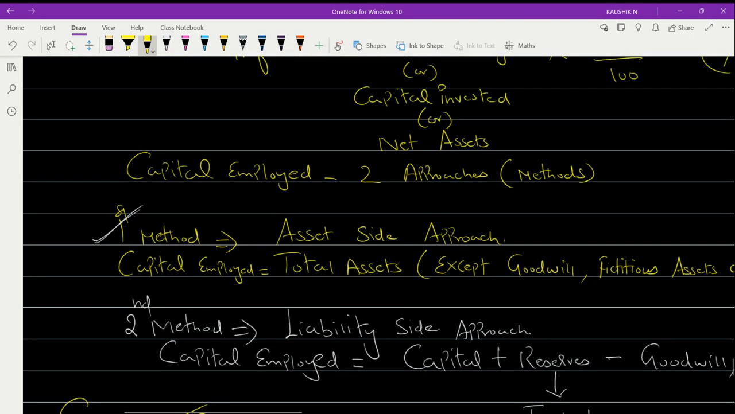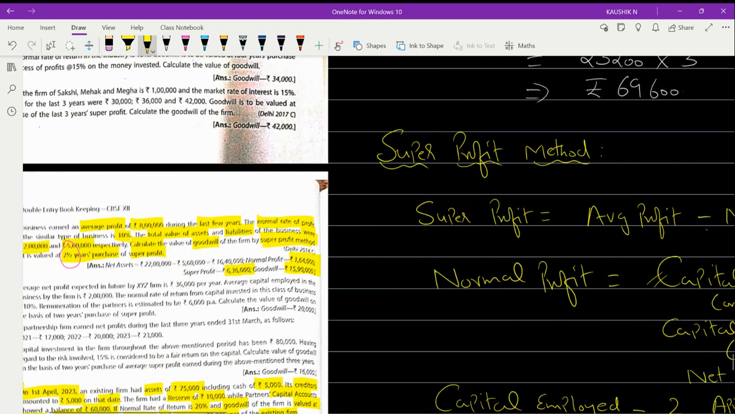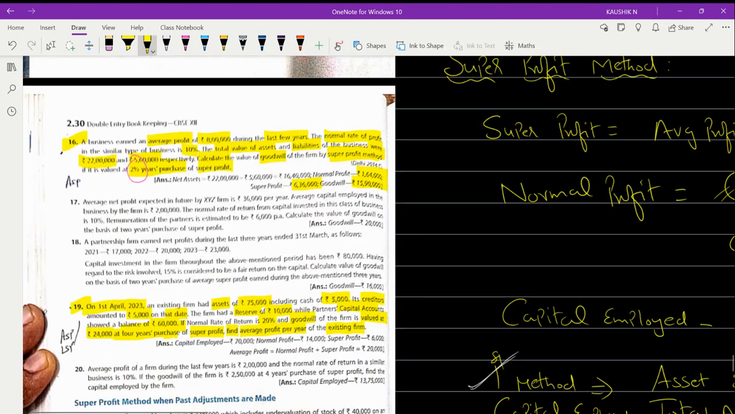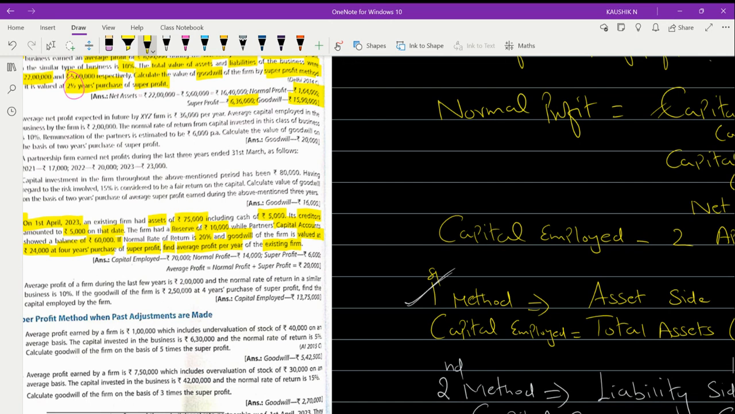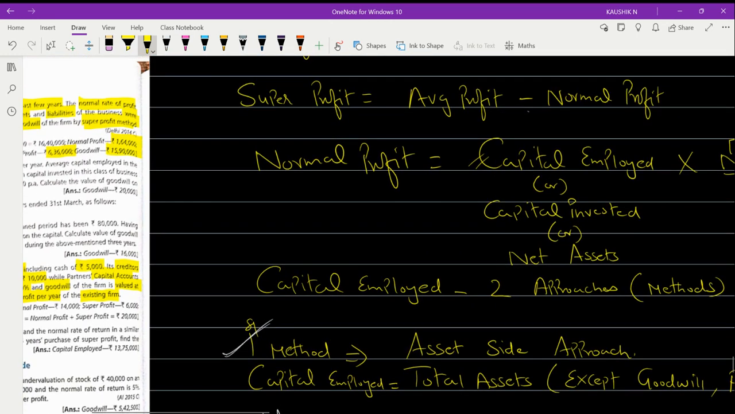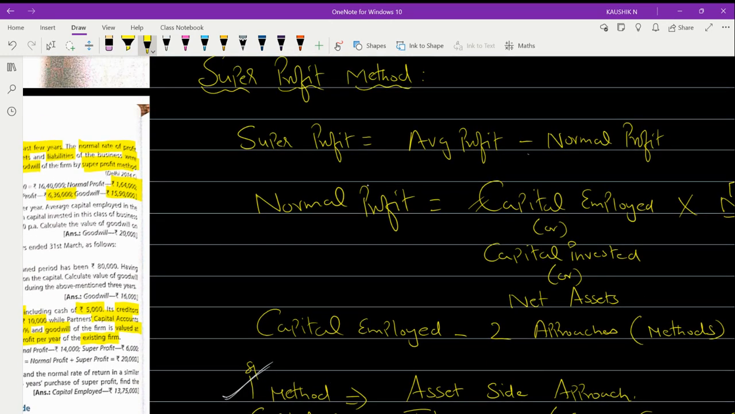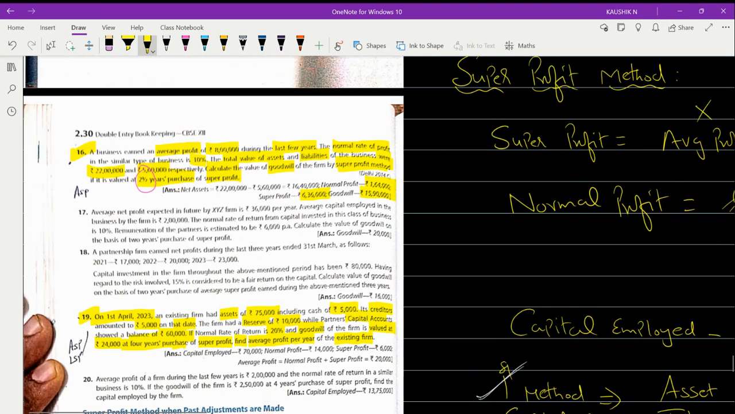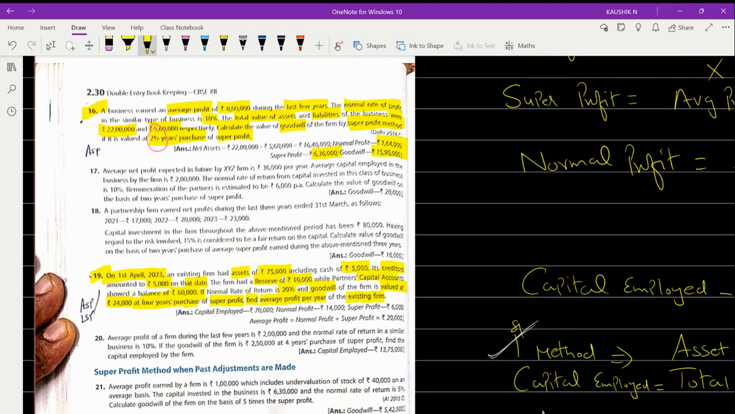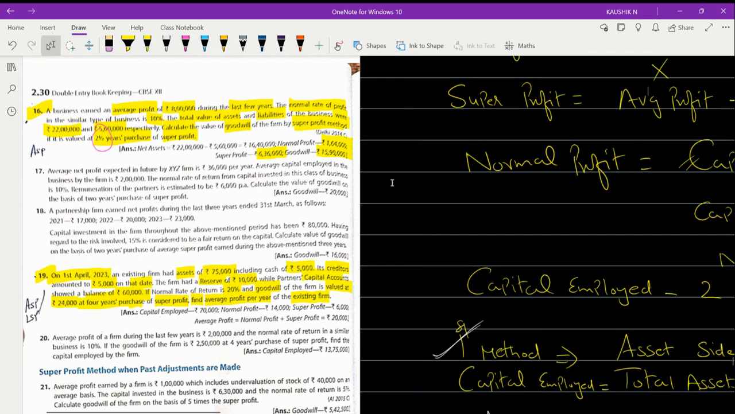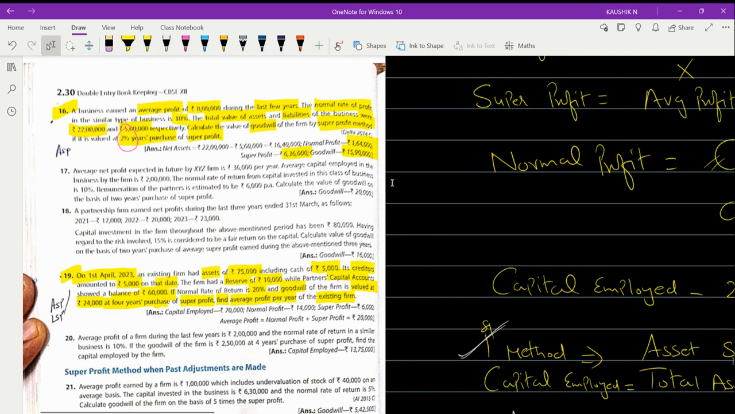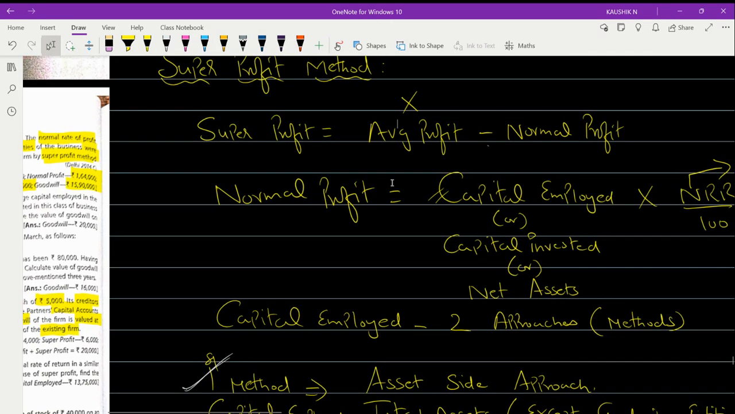Now let us explore this problem right from the scratch. In this problem, they have asked us to calculate average profit. Obviously, average profit is not given in the problem. Then check out whether the normal profit value is given to you straight away. Do you have the normal profit value in the question? No, sir. So normal profit is also not available.